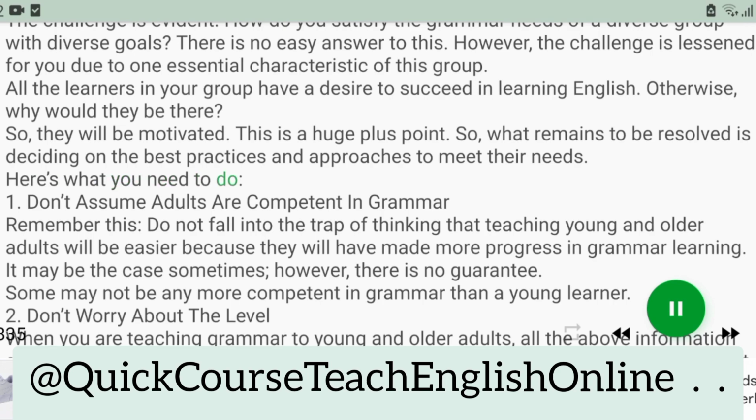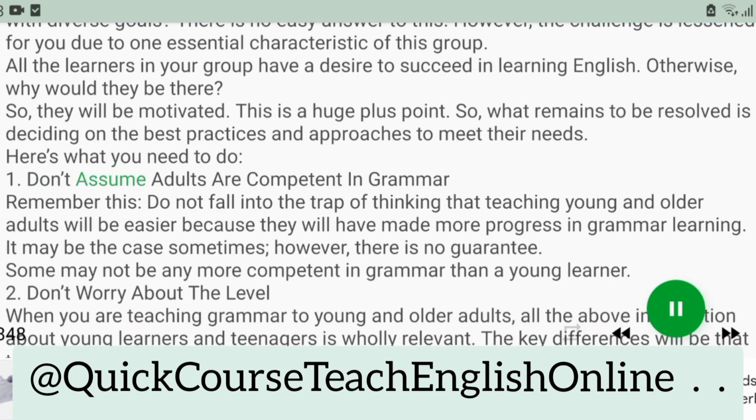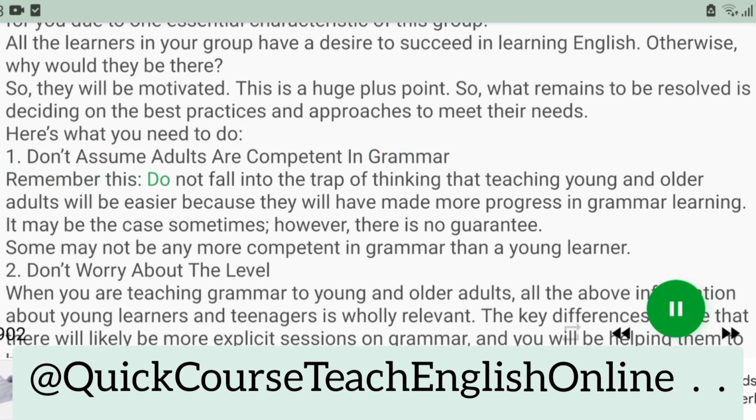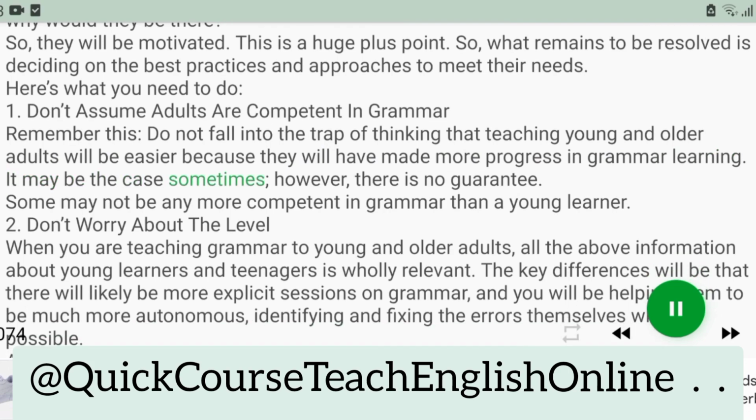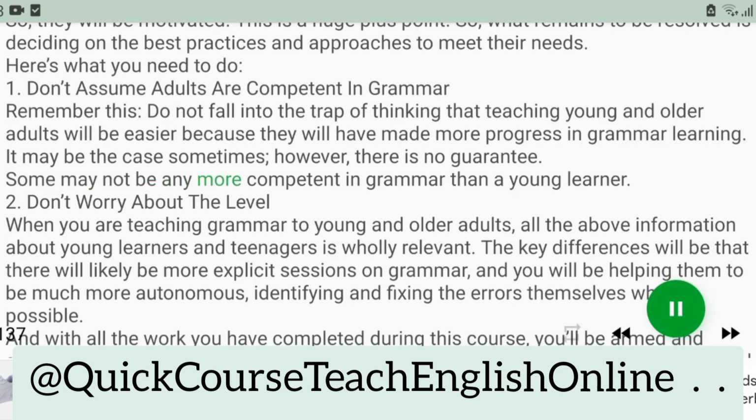Here's what you need to do. 1. Don't assume adults are competent in grammar. Remember this, do not fall into the trap of thinking that teaching young and older adults will be easier because they will have made more progress in grammar learning. It may be the case sometimes. However, there is no guarantee. Some may not be any more competent in grammar than a young learner.